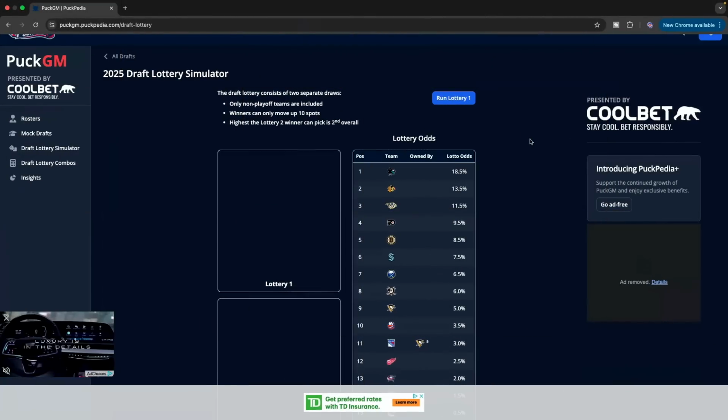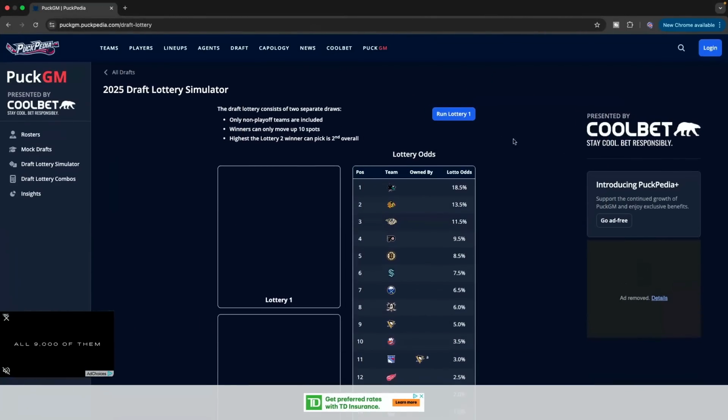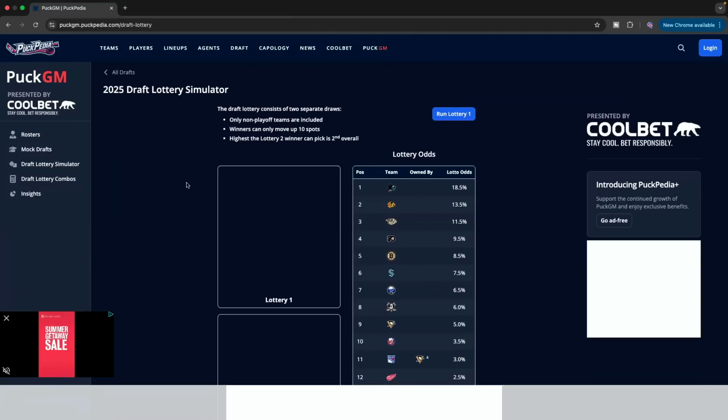Okay, so here we are on the Puckpedia website. You just go to Puck GM over to the far right. And then on the left, you'll see the group of menus. You just go to the draft lottery simulator. So you'll see the link here is puckgm.puckpedia.com/draftlottery. And you can use this new cool tool that they've generated.